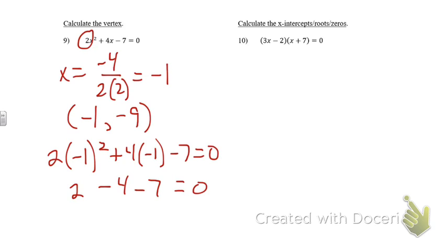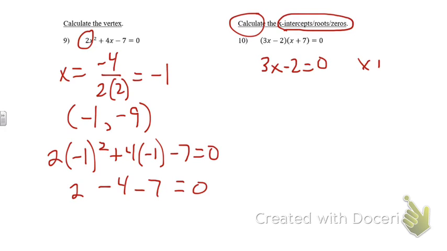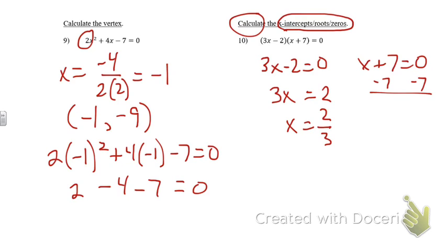Didn't ask that. It says calculate the x-intercept, zeros, roots. So it's already factored for us. So the zeros are the solutions to each of these equations. So we have 2/3 and negative 7, 2 solutions.